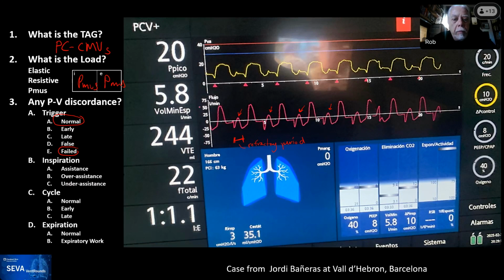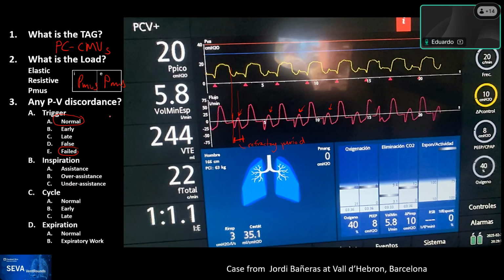Excellent. Thank you, Rob. You might want to draw a vertical line where the ventilator thinks the end of expiratory time is. Yes, right there. So the space between the vertical line and the arrow is probably the refractory period, or very close to it. Correct. Something along this amount of time.